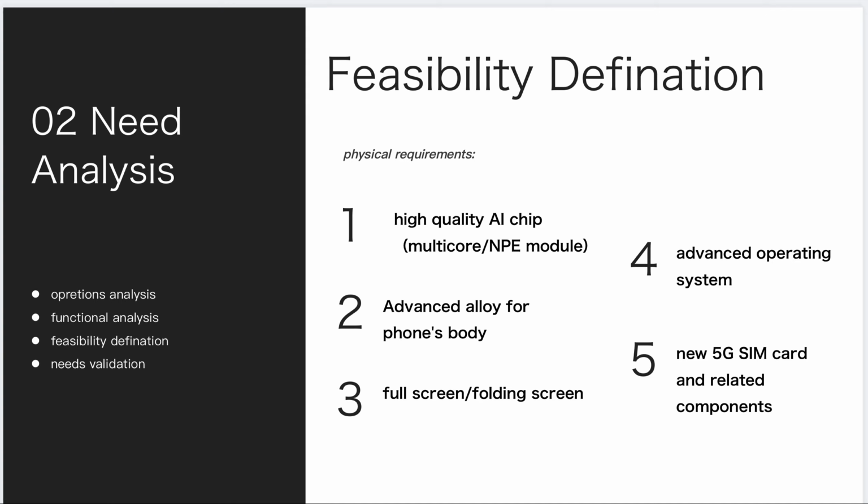Another requirement is for the phone's body. The body should use advanced alloy to give the customers a better experience. And next, full screen or phone screen are physical requirements too, because this could give the customers a better interaction when they do information seeking. And also, advanced operating system with installed AI application is a physical requirement. And at last, new 5G SIM card and related components are also physical requirements.